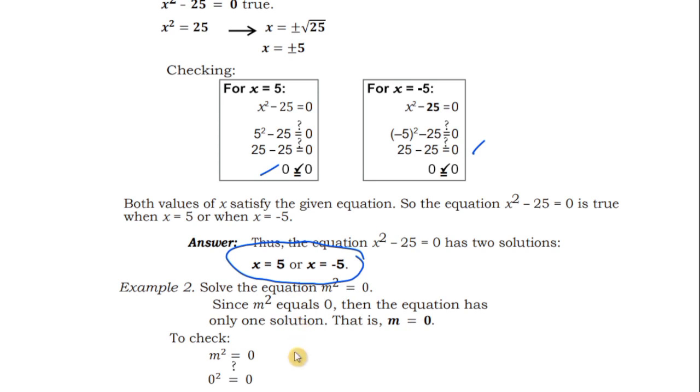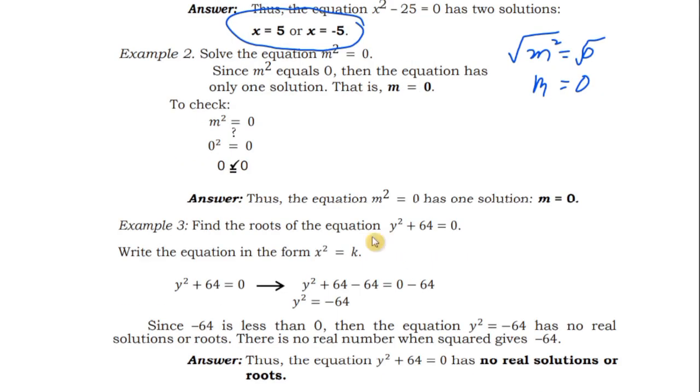The given problem for number 2 is m squared is equal to 0. Extracting the square root of both sides, since it is 0, neither positive nor negative, m is 0. Take note of that.